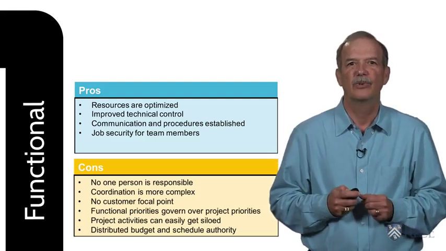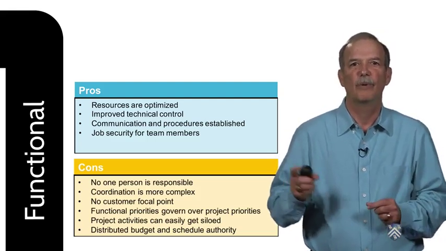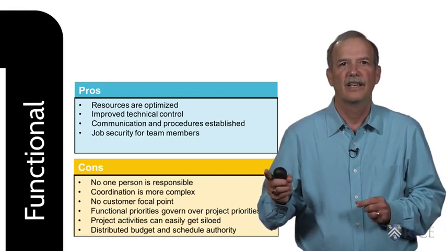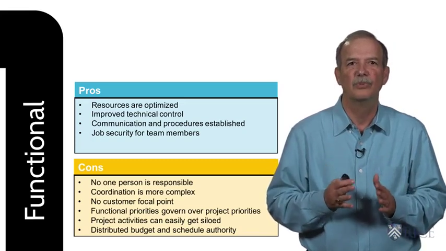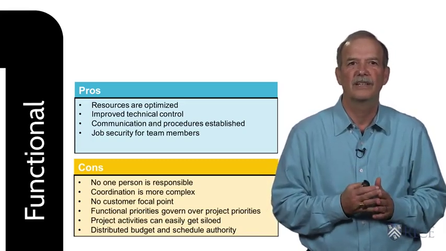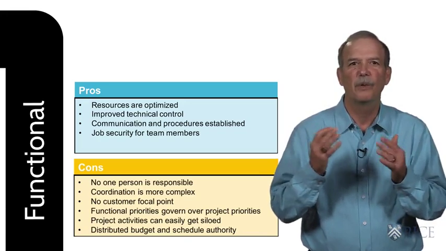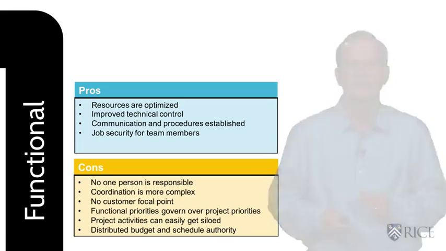Obviously, the functional manager is going to favor the functional priorities over the project priorities. The project activities can easily get siloed with each group and each function working independently, and then the functional managers hoping it all fits together at the end.